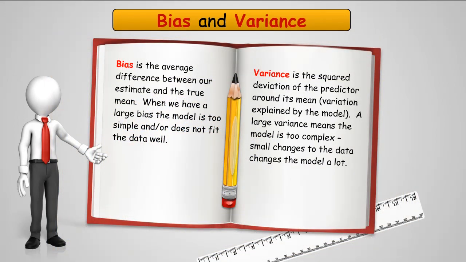Now a review from what we first covered when we talked about random forests. Bias is the average distance between our estimate and the true mean. And when we have a large bias, the model is too simple and it does not fit the data well. Variance is the squared deviation of the predictor around its mean. A large variance means the model is too complex, so small changes in the data, in other words, a large variance is going to mean that you've overfit.